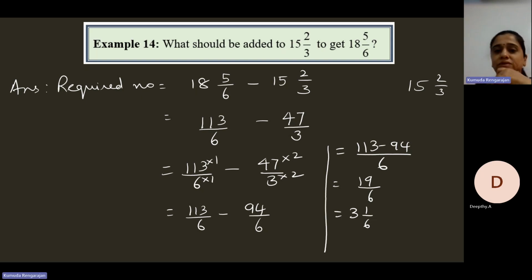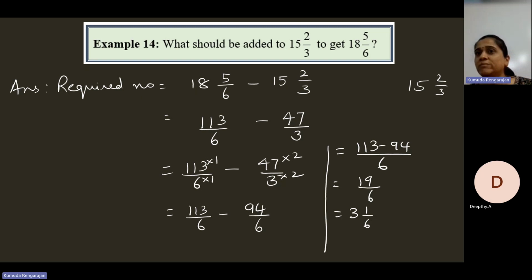All right. So we'll have to subtract. First you'll have to subtract 15 2 by 3 from 18 5 by 6. Right? 18 5 by 6 first and then minus 15 2 by 3. Mixed fractions there, so convert them to improper fractions. Then they are unlike because they have different denominators. They're unlike. You cannot subtract.